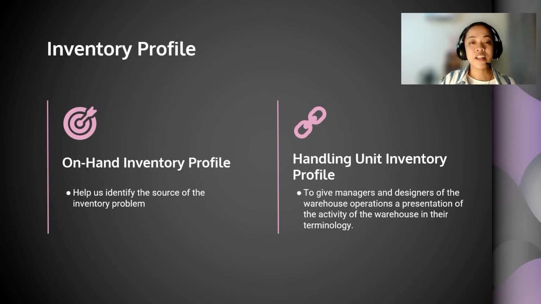The inventory profile includes the item family inventory profile, used to reveal opportunities for improved inventory management practices, and the handling unit inventory profile, used in storage systems planning. The on-hand inventory profile helps us identify the source of the inventory problem. The handling unit inventory profile gives a motivation of the profiling exercise, which is to give managers and designers of the warehouse operations a presentation of the activity of the warehouse in their terminology.